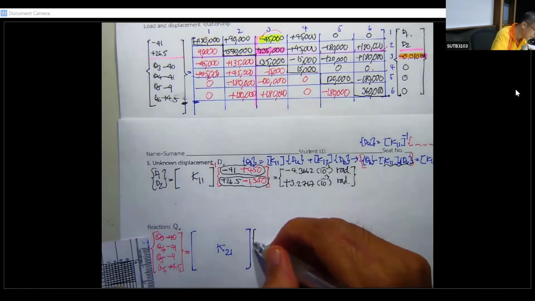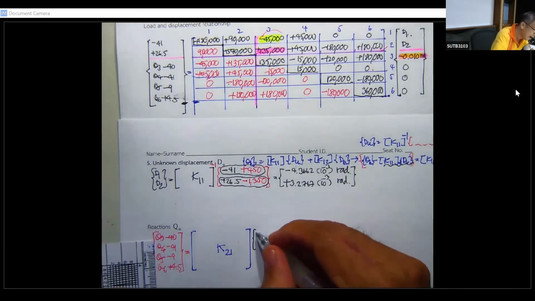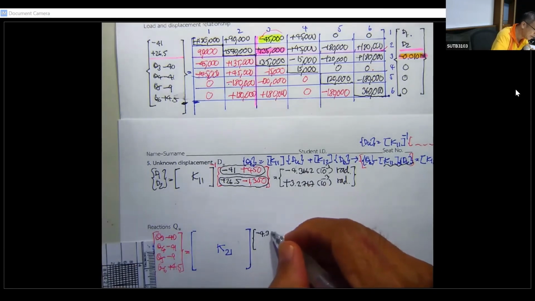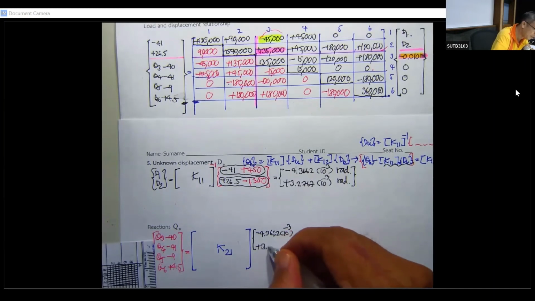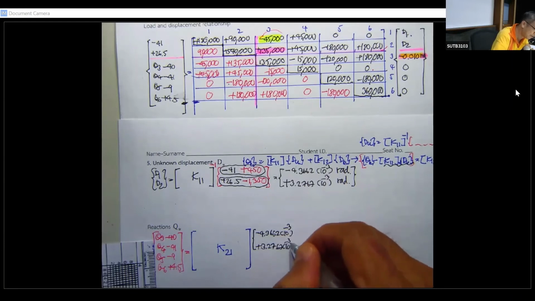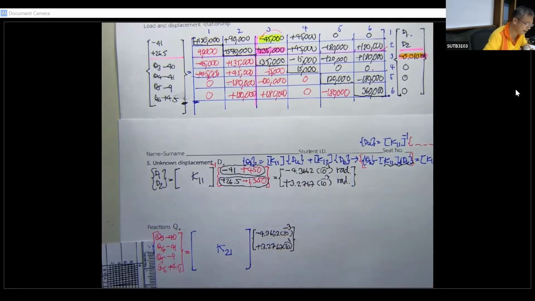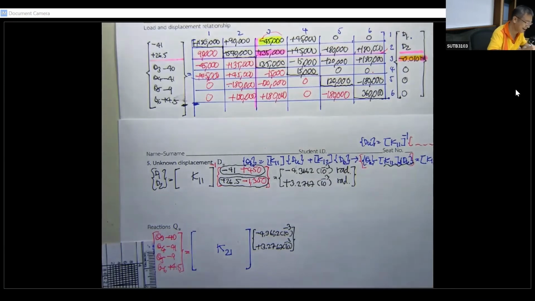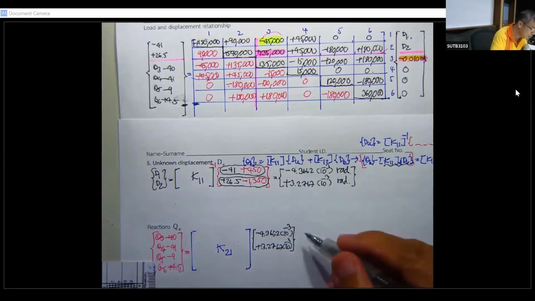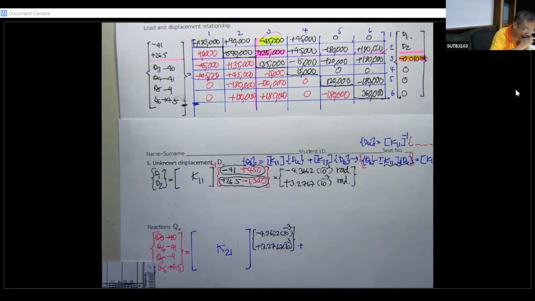This is going to be minus 4.3662 times 10 to the minus 3 plus 3.2767 times 10 to the minus 3, and then you get this. And this portion just plus this. But this way is up to you. You may do the computation again.